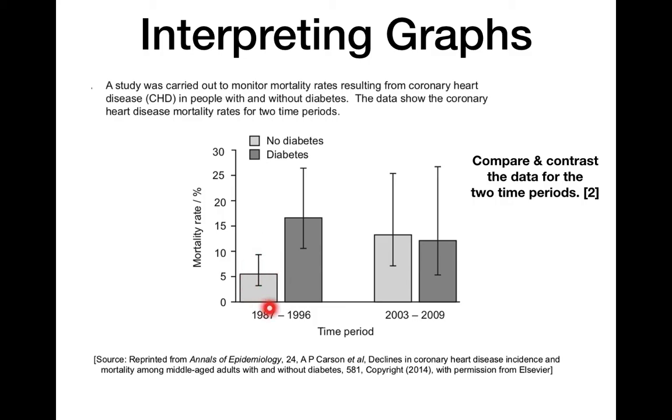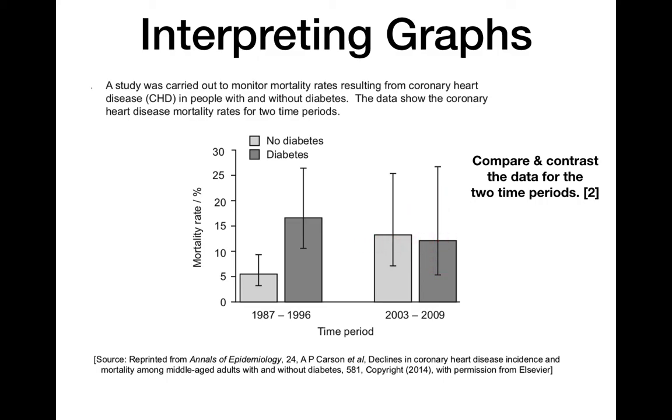So with no diabetes, it's much smaller. There's definitely a significant difference. We're most likely to see a difference here between these two because there's no overlap between the error bars. That not having diabetes and having diabetes is very different for mortality rate. Those who do have diabetes are much more likely to die from coronary heart disease than those who don't. Whereas in the second time period, they're at very similar levels. So there must be some other variables happening here.